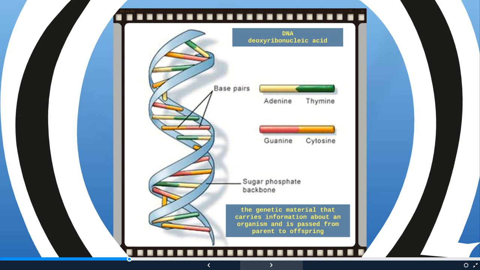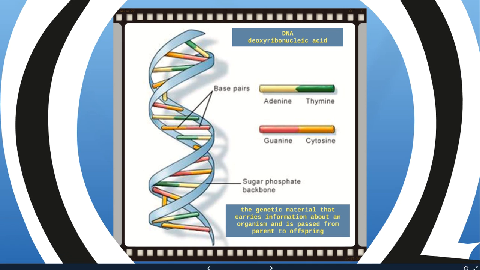And if you look at the diagram, you can see that DNA is that famous double helix shape that you've probably seen somewhere before, and that each rung on the ladder, because it looks like a ladder, is made up of base pairs. The base pairs can either be adenine and thymine bonded together. They're two different types of chemical molecules. And guanine and cytosine are the other base pair. And then the backbone, or the sides of the DNA ladder, are made up of a sugar phosphate backbone.